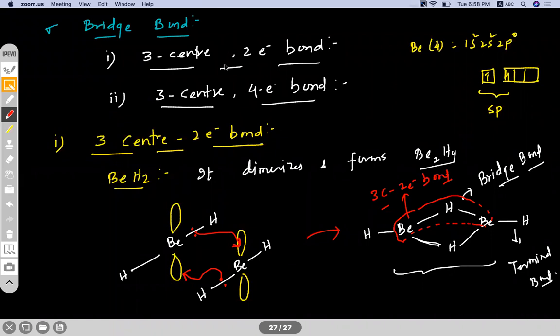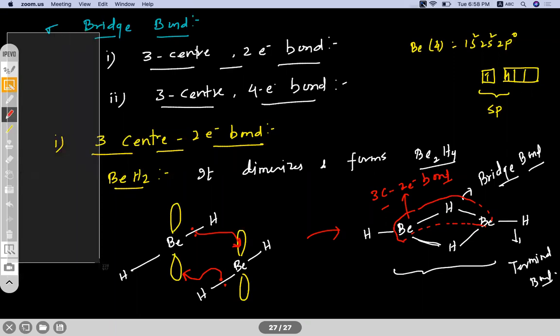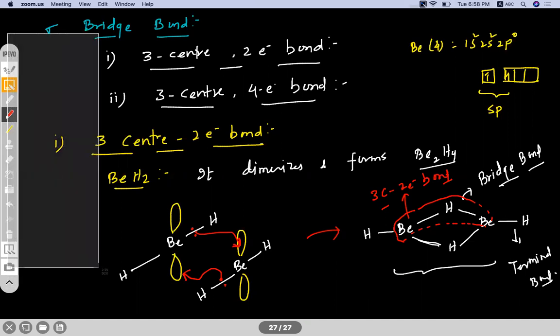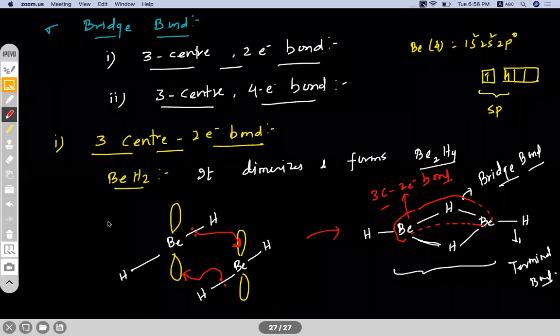Clear? So you have to memorize this. That in BeH2, we have a three center two electron bond.